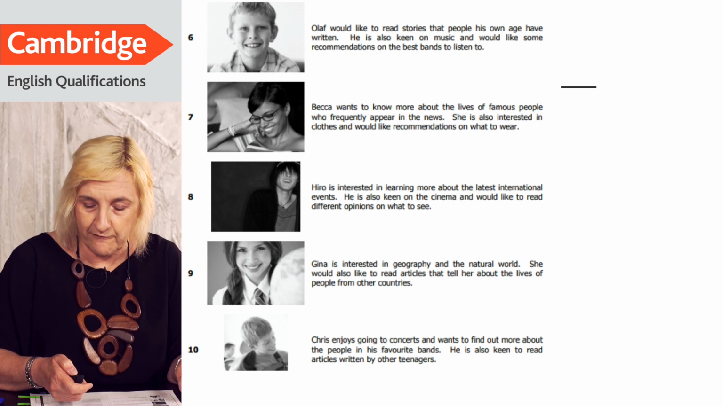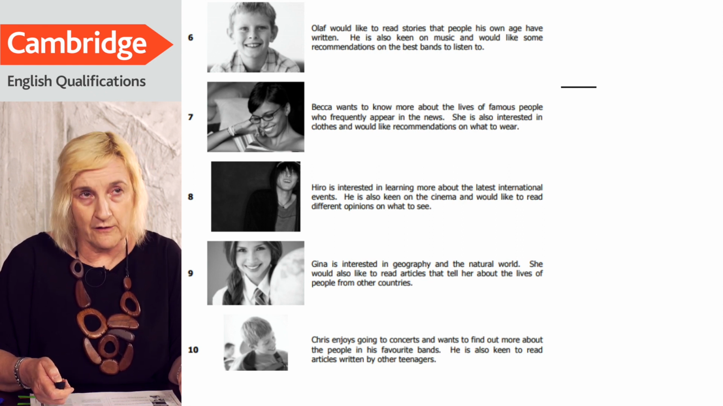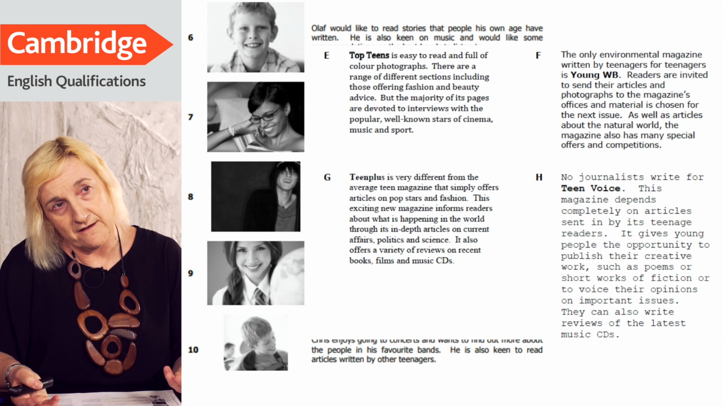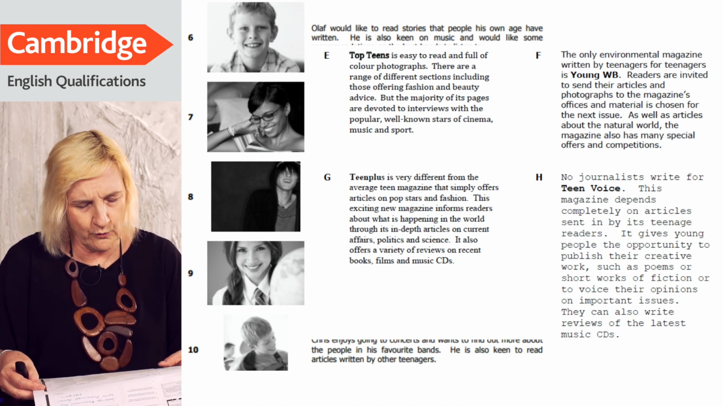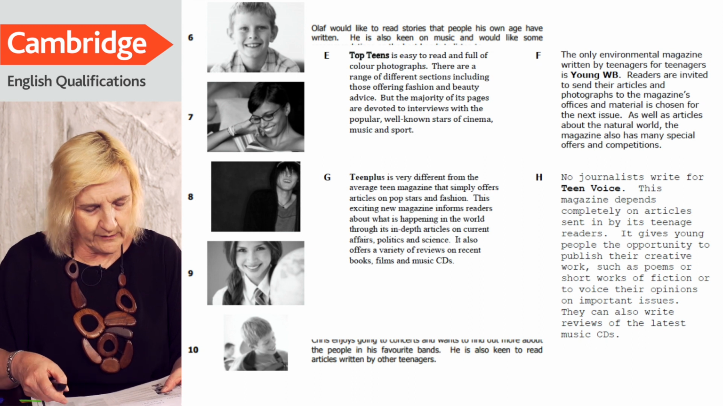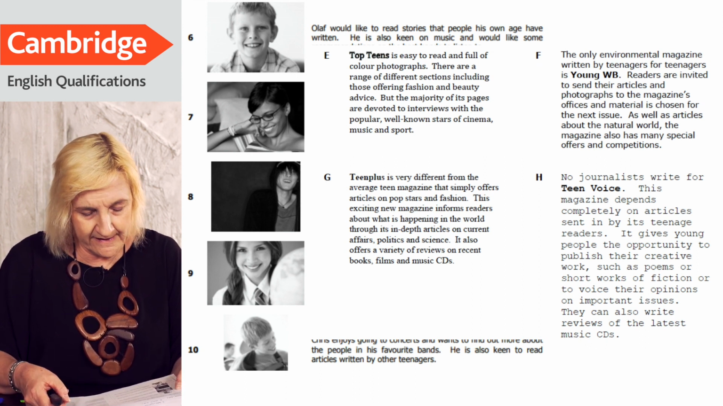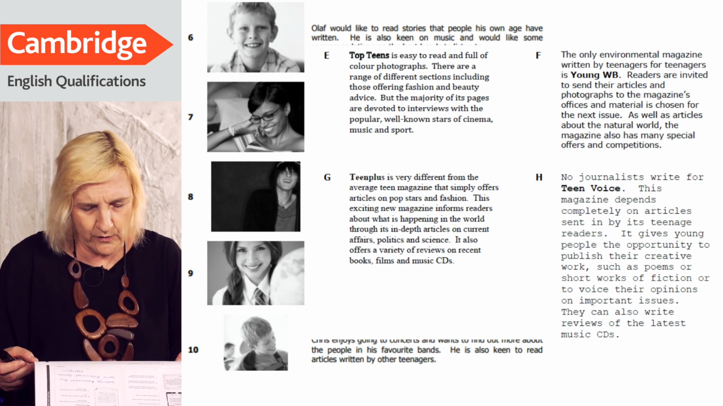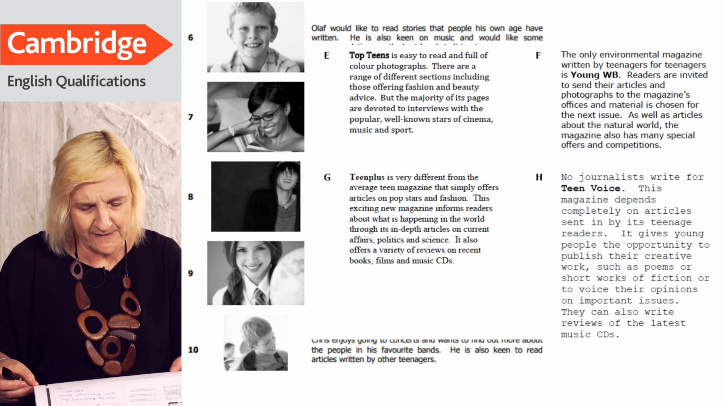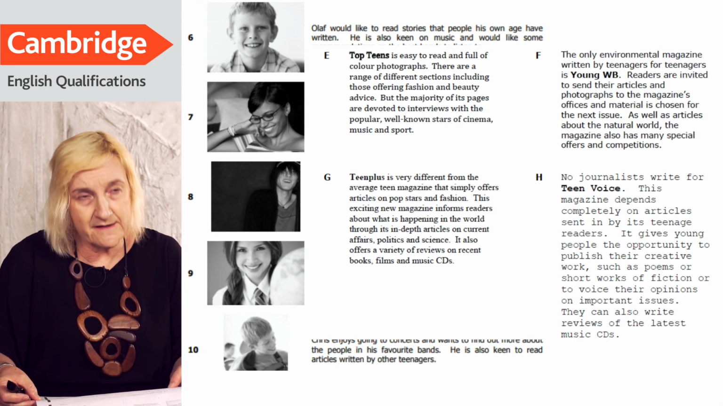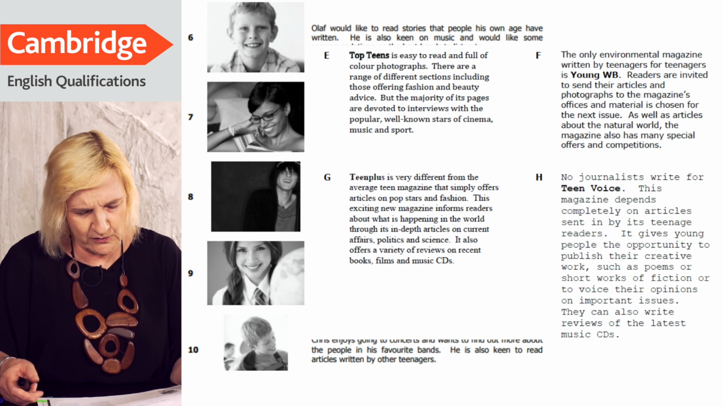So if they look at this part first, before trying to look at the other text, then look at the text and do the matching part. So we can look at some of the key words in the text. So we have in the first one, in number 6, we have words like his own age. So he wants some stories written by people whose own age have written. So what text would that match with?